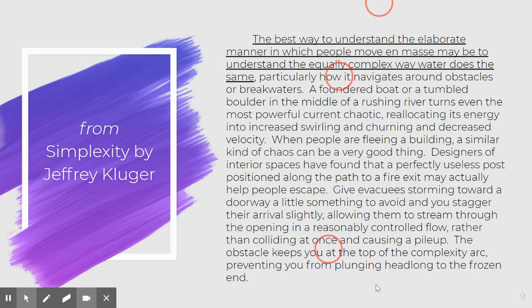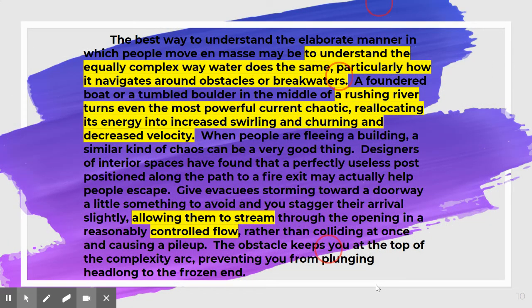So he's using water, and how does he extend that metaphor? Let's take a look. I've highlighted examples of the extended metaphor by the author. Remember, he's talking about people evacuating and how they evacuate is very similar to water. And he goes on a tangent. He talks about a rushing river that turns even the most powerful current chaotic, reallocating its energy into increased swirling and churning and decreased velocity. So again, he compares how people evacuate to a rushing river, and how it's chaotic.